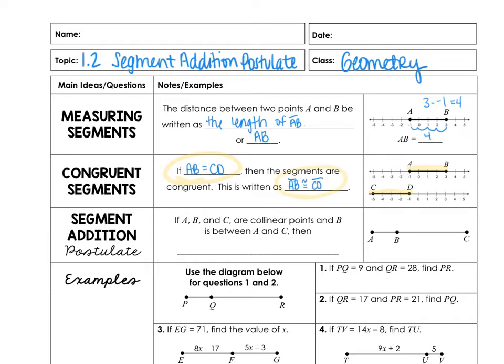The segment addition postulate then says, if we have points A, B, and C, and they are collinear, and remember, collinear means they're on the same line, so we have these three points, and they're all on the same line, and we know that B is in between A and C, then if we add up both parts, AB plus the distance from B to C, that's going to equal the total distance from A to C. So B is in between there, so from A to B plus B to C equals the whole distance, AC. Let's look at a couple examples here.